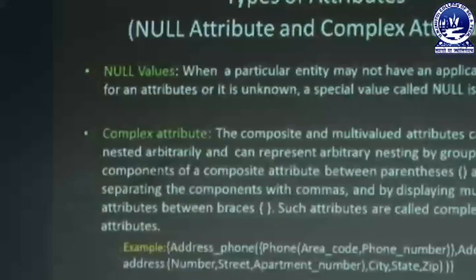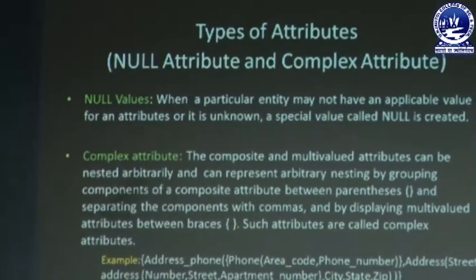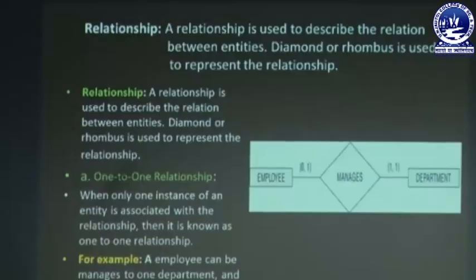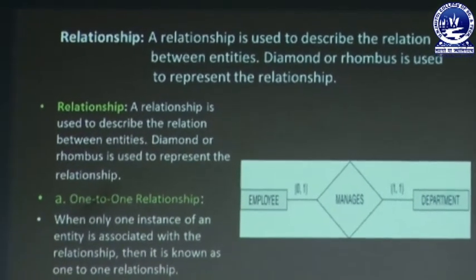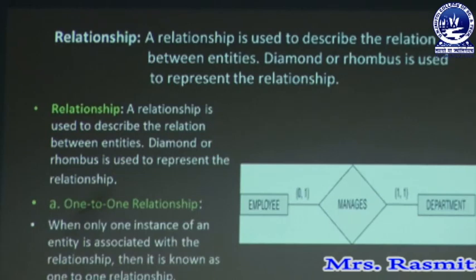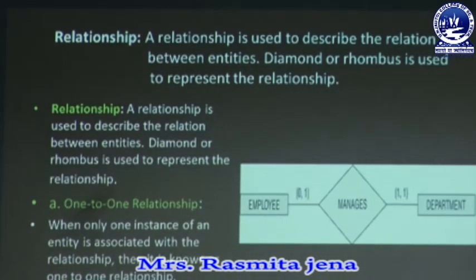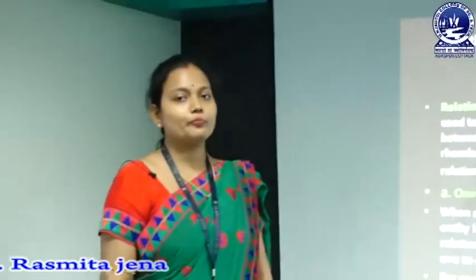Next we have to discuss what a relationship is and what the different types of relationship are. A relationship is used to describe the relation between two entities or between two objects. Relationships are represented by a diamond or rhombus symbol in the ER diagram. There are 4 different types of relationships used in the ER model to represent the data: one to one, one to many, many to one and many to many.